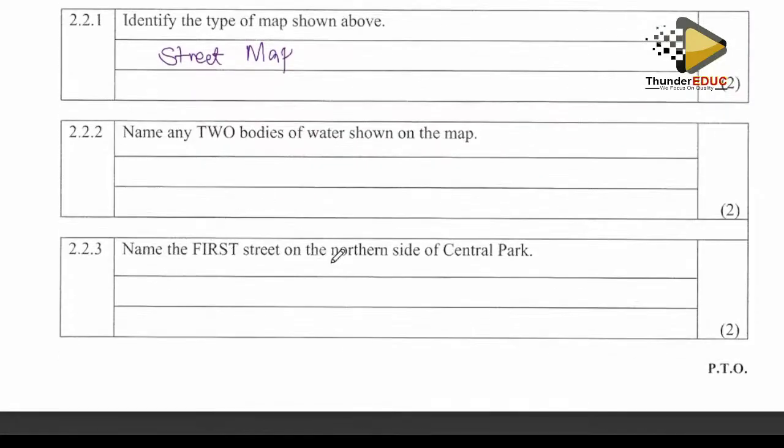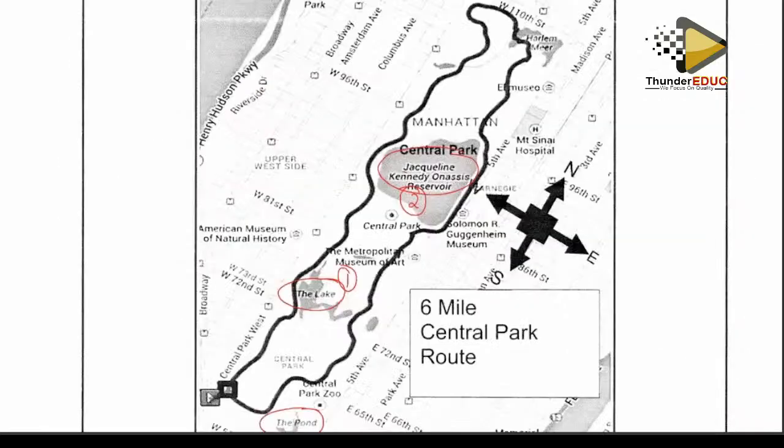Name the first street. Take note of that. Name the first street. Here we said the lake, and the Central Park Jacqueline Kennedy Reservoir. This one here. Kennedy Reservoir. It's fine.